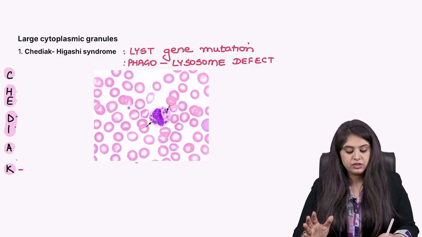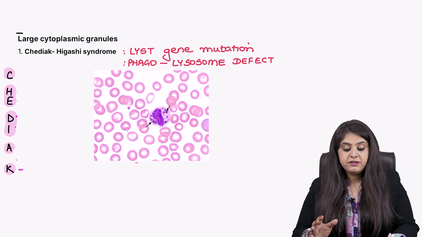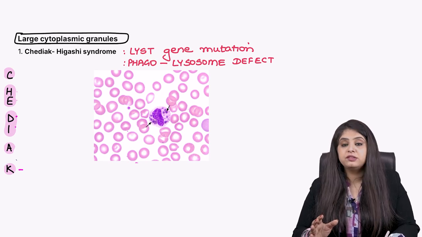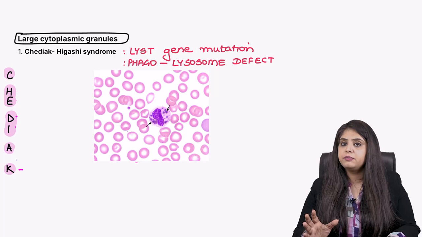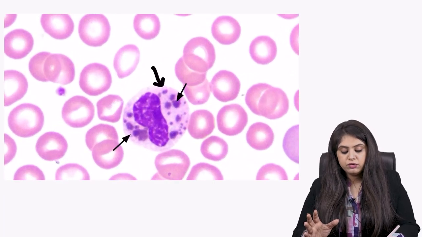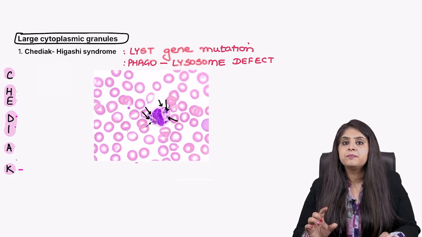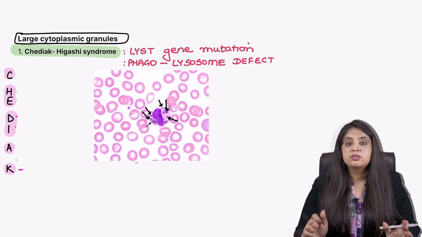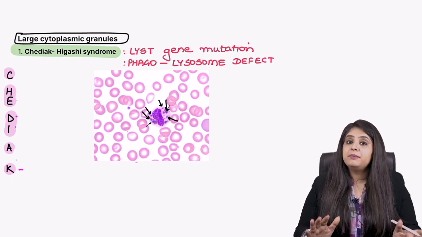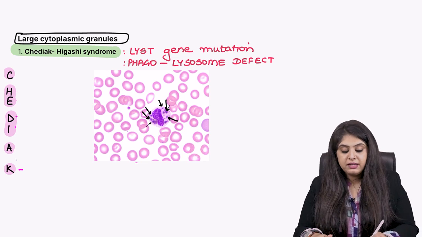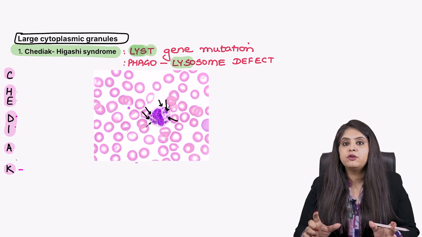Coming to the fourth condition, and that is the one in which there are large granules, large cytoplasmic granules. So first let me show you the picture. I can see a neutrophil in which there are button-like, very big granules that are present. That is Chediak-Higashi syndrome. So Chediak-Higashi syndrome I have taught you way back in the second chapter, where I taught you it is a LYST gene defect. LYST gene tells me that this is a problem in phagolysosome formation.